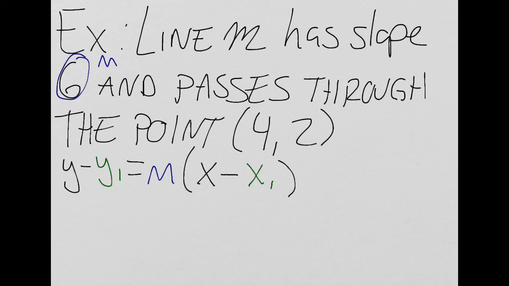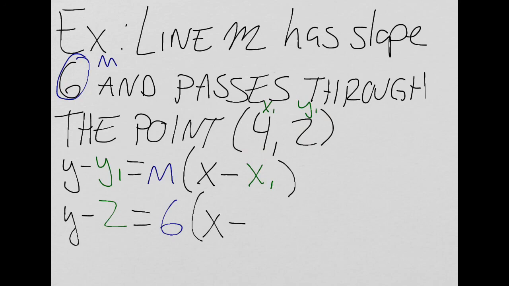I'm going to go ahead and label those. This is x1 and this is y1. So then when I write my equation, I have y minus, y1 is 2, so minus 2, equals m, my 6 is my slope, so equals 6, and then times x minus, and then my x1 is 4, just like I labeled it here, so minus 4. So I end up with the final equation, y minus 2 equals 6 times the quantity x minus 4.